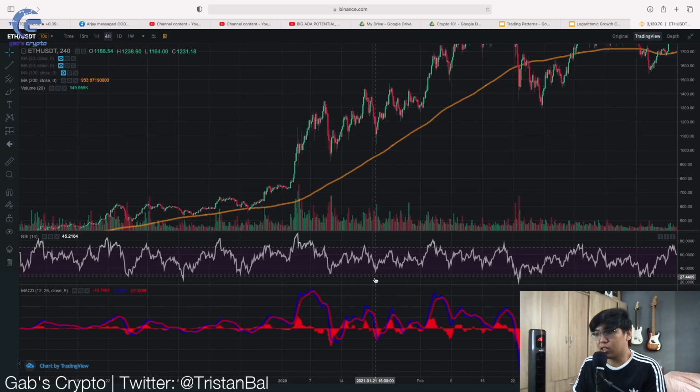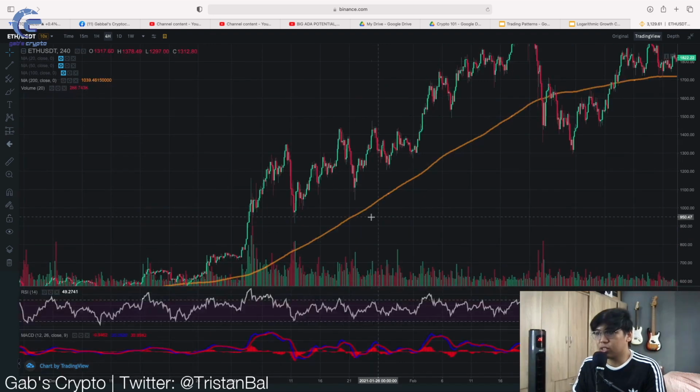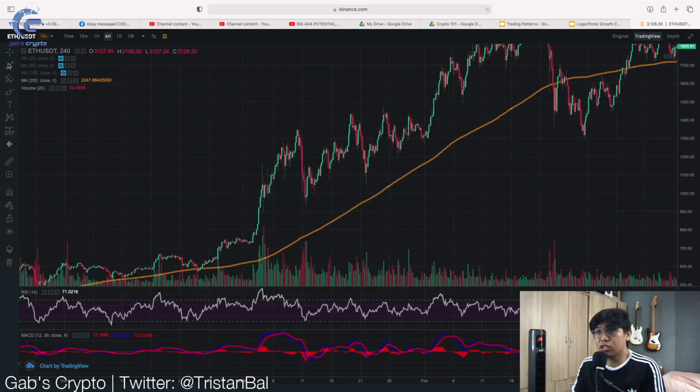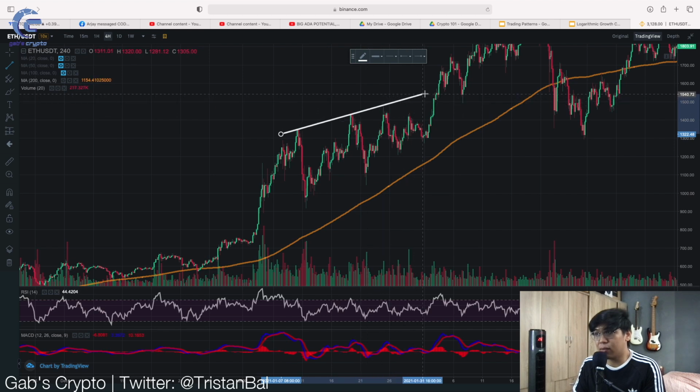So, meron tayong mga iba't ibang indicators, pero focus tayo ngayon sa patterns. So, in this example, makikita mo na all you have to do is just to click this line and then maglagay ka ng line. Hanap ka lang ng area kung saan siya nagkakaroon ng bounce. So, nagkakaroon siya dyan ng bounce. So, this would mean may resistance siya dyan. And then, dito, makita mo na meron tayong support. Nagpa-bounce siya dyan. So, bounce, bounce.